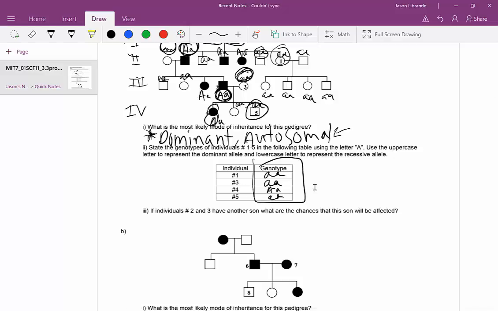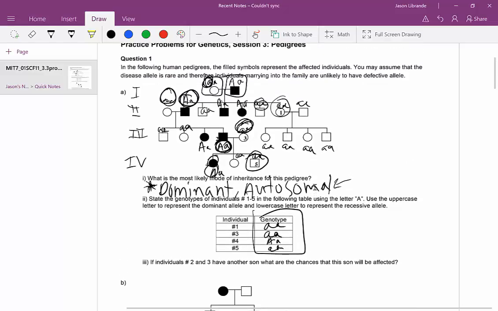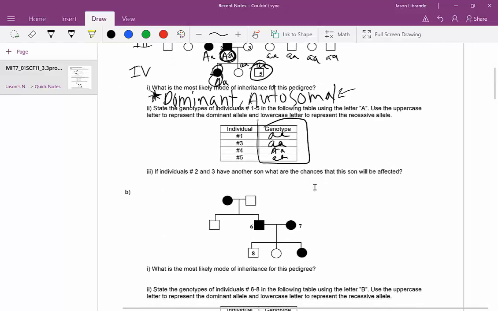For part 3, that's pretty straightforward. All you have to do is make a Punnett square there, crossing individuals 2 and 3. So we know what their genotypes are, so you just cross those and make a Punnett square.